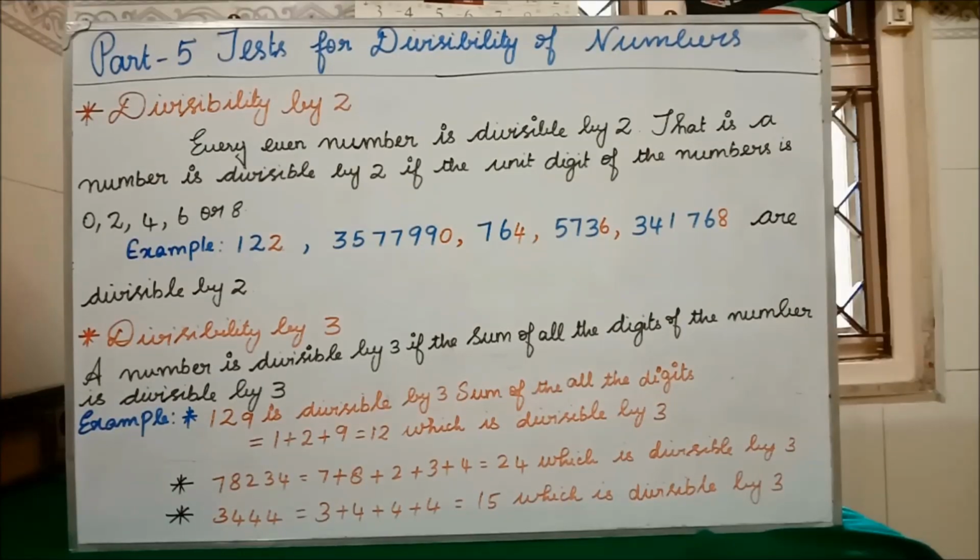For divisibility of numbers. In part 4 video, we have seen what is a prime number and what is a composite number. Based on that, we have done some problems and I also gave you some assignment. I hope you all completed that assignment, isn't it? Okay, now in part 5 video, we are going to see divisibility of numbers.